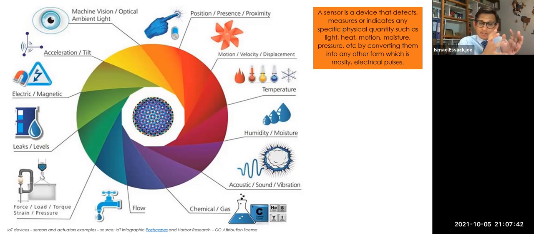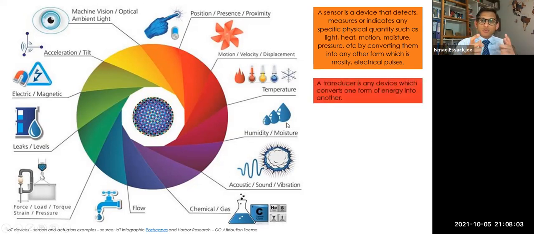The sensor is just going to sense, and then it's going to convert that into another form. Most of the time it is electrical pulses, but if you have a pneumatic system, it's going to convert that into motion. Then what do we need to have? A transducer gets in. A transducer is any device which converts one form of energy into another. Let's say you have a pneumatic system. The sensor is going to convert this pneumatic change into a motion, and then the transducer is going to convert this motion into an electrical pulse, usually.